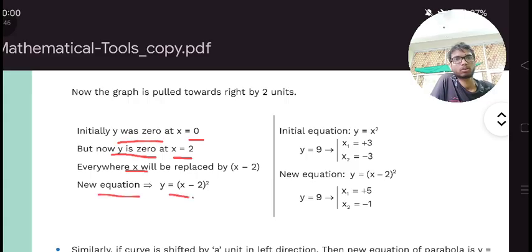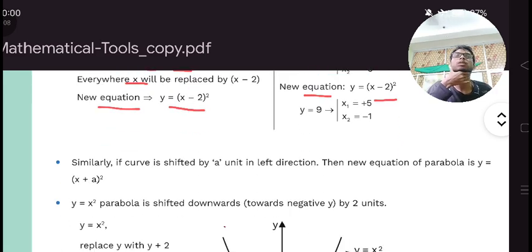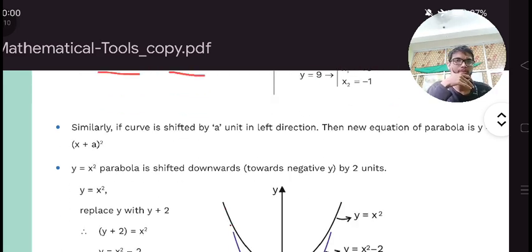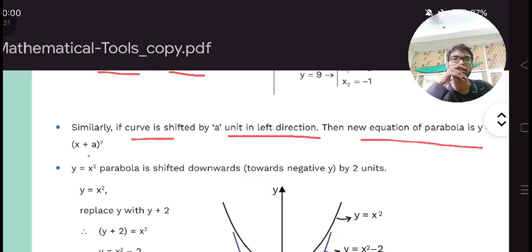New equation, y is equal to x minus 2 raised to power 2. In the initial equation, this was x square, and then in the new equation, this became x minus 2 raised to power 2. Similarly, if a curve is shifted by a units in the left direction, the new equation of the parabola is y is equal to x plus a, whole squared.